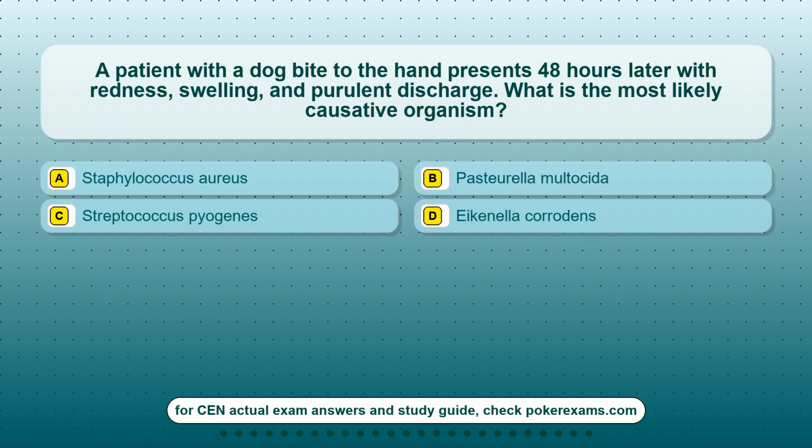Question 7. A patient with a dog bite to the hand presents 48 hours later with redness, swelling, and purulent discharge. What is the most likely causative organism? Option A, Staphylococcus aureus. Option B, Pasteurella multocida. Option C, Streptococcus pyogenes. Option D, Eikenella corrodens.